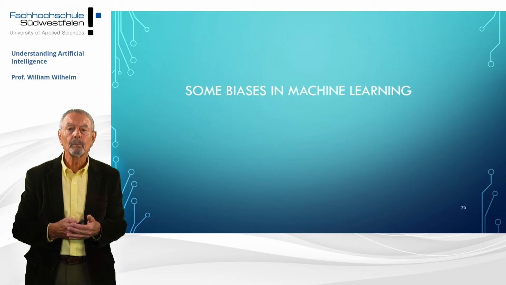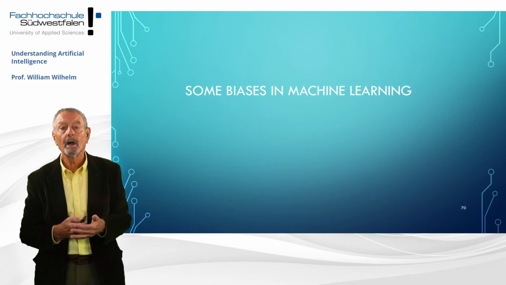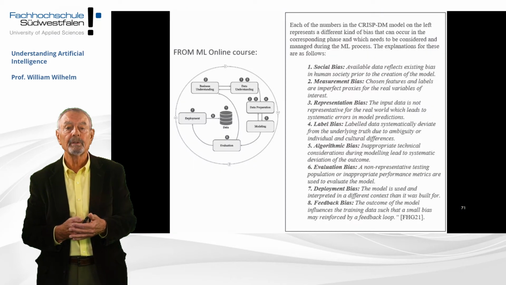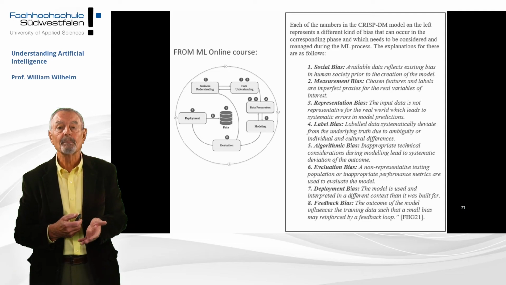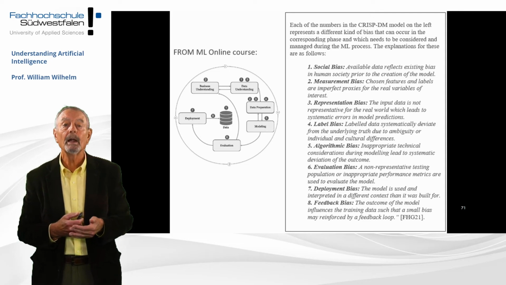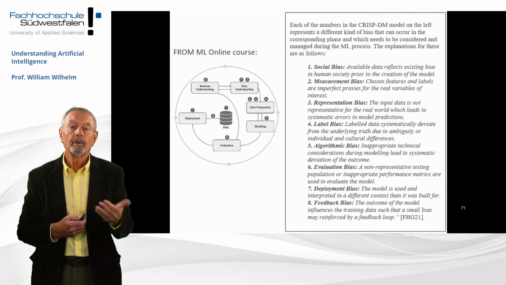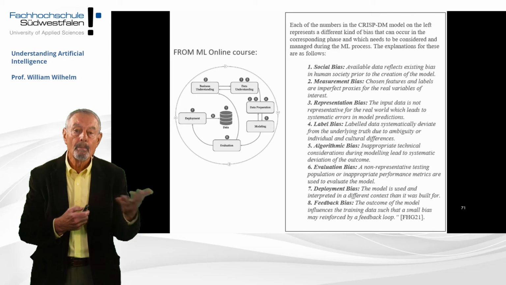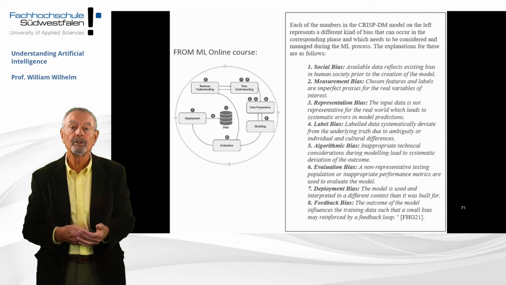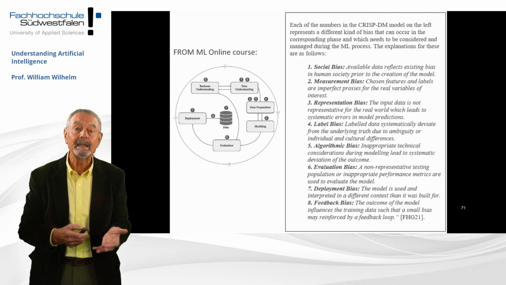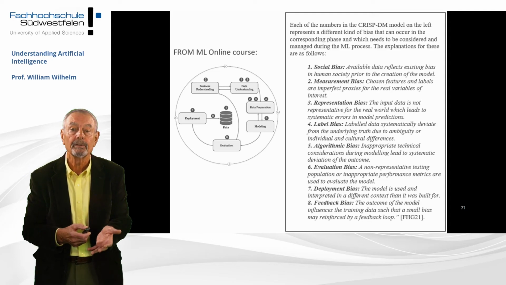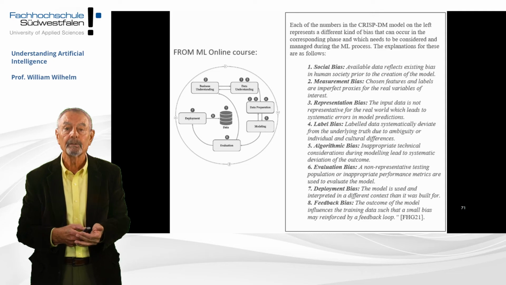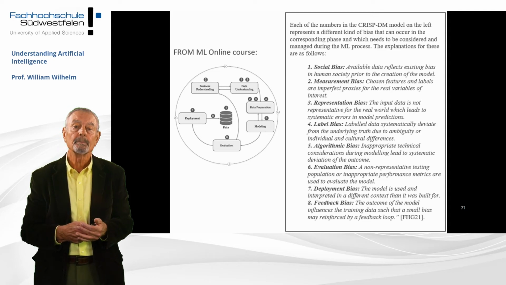There are some biases related to machine learning that were listed in your online learning portion of this course. We'll take a quick look at them with some examples. Social bias. Available data reflects existing bias in human society prior to the creation of the model. For example, the predominance of men or male gender in tech development and innovation can result in overweighting of male values in the selection of factors or variables and proxies for inclusion in data sets for training machine learning systems.